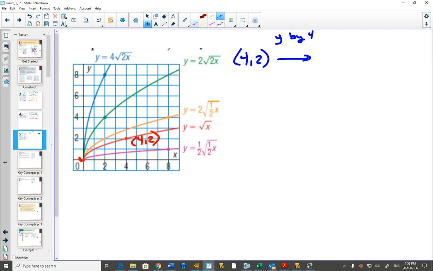Then I look, I also have a 2 inside the function. What is that going to do? That's going to multiply my x values by a half. Where does that point go then? 4 comma 2 changes to 2 comma 8. And sure enough, that's the point that they have labeled on the graph.